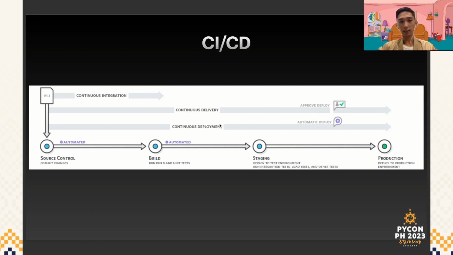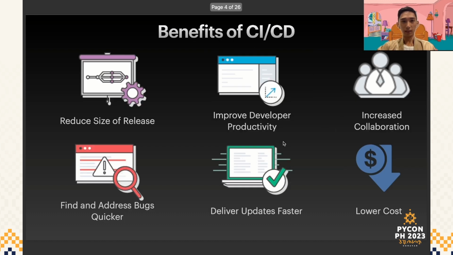And we have the next level, which is continuous deployment. So it's a similar process. We have source control, build, and staging. But this time, the deployment to production is also automated. And next, we have the benefits of CI/CD.